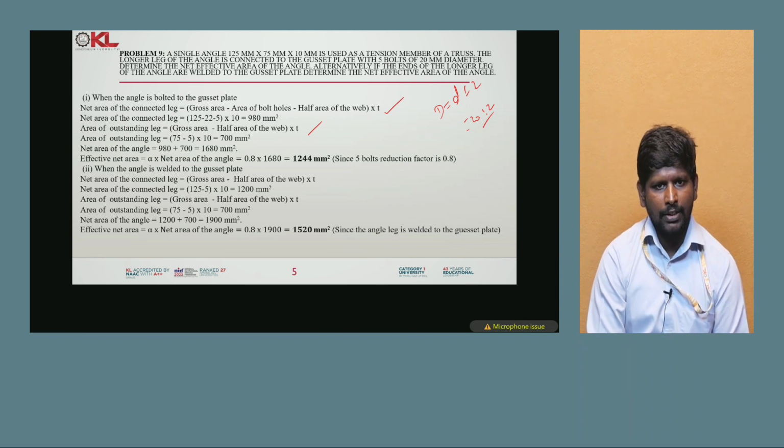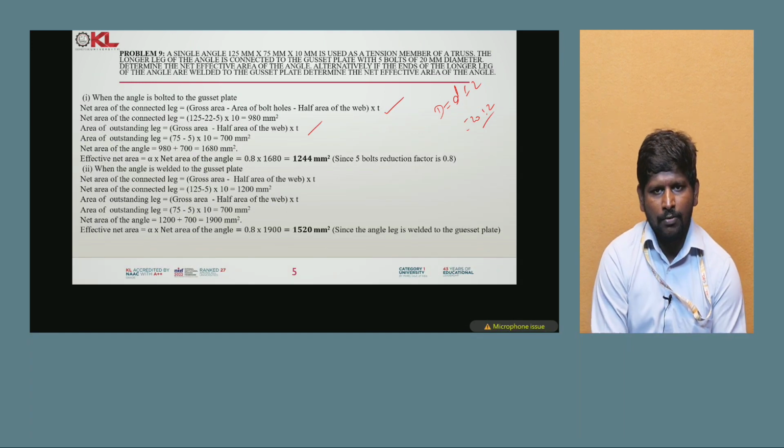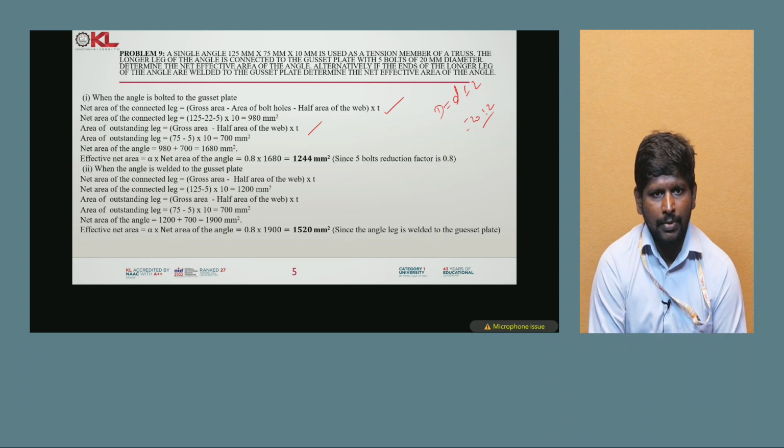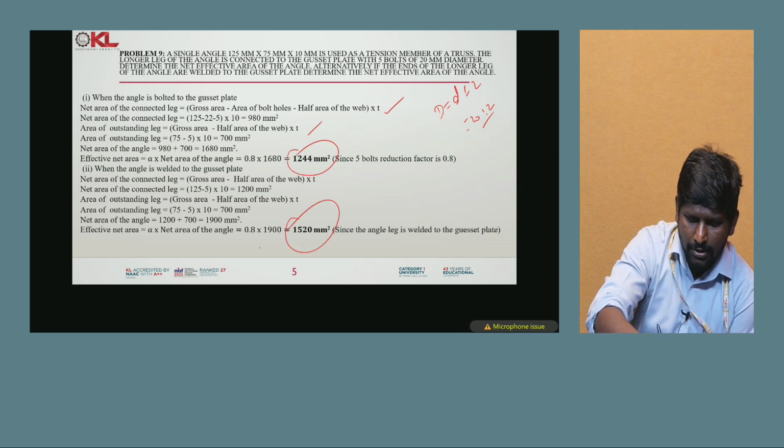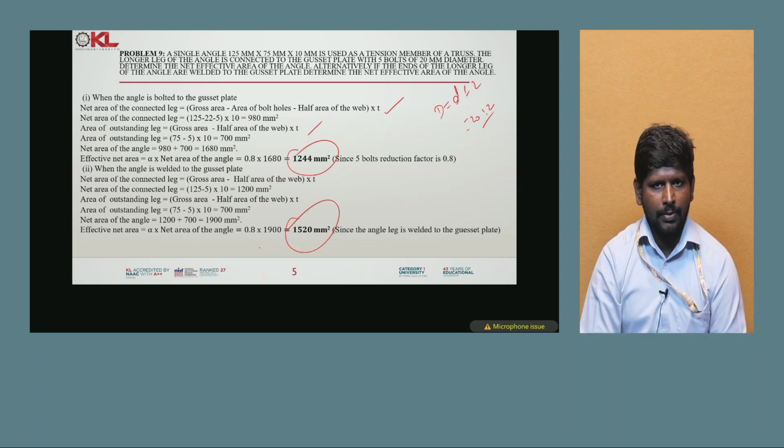The final effective net area is equal to gamma, that means the reduction factor, into the net area of the angle. Here the reduction factor is 0.8 due to 5 bolts of 20 mm dia. So 0.8 into 1900, finally 1520 mm square, since the angle leg is welded to the gusset plate. So you can see the difference: the bolted connection gives one value and the welded connection gives a different value.